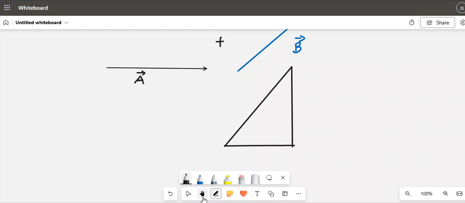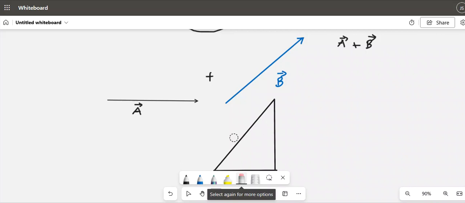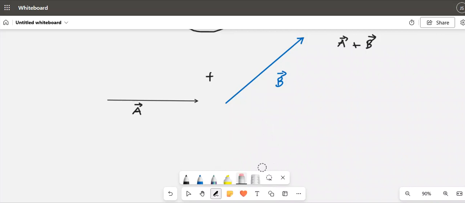What we are going to do now is join these two vectors A and B such that A and B become the two sides of a triangle. We join A and B such that these two vectors become two sides of a triangle. Listen to what I am doing now. I will show it in an animated manner.